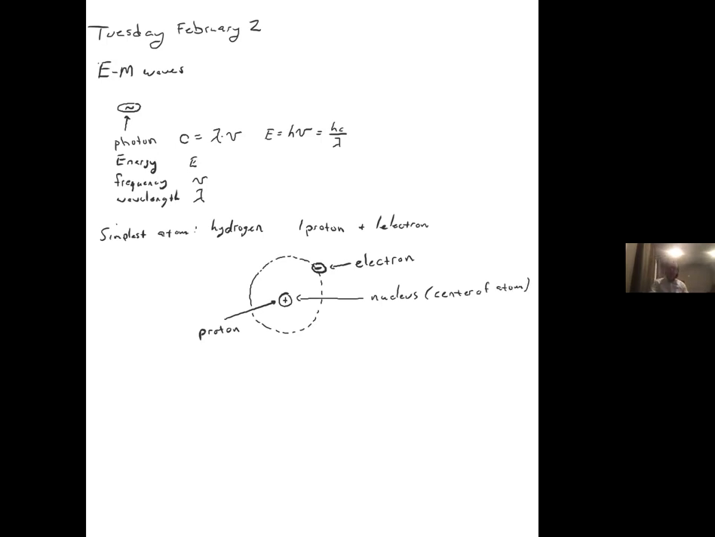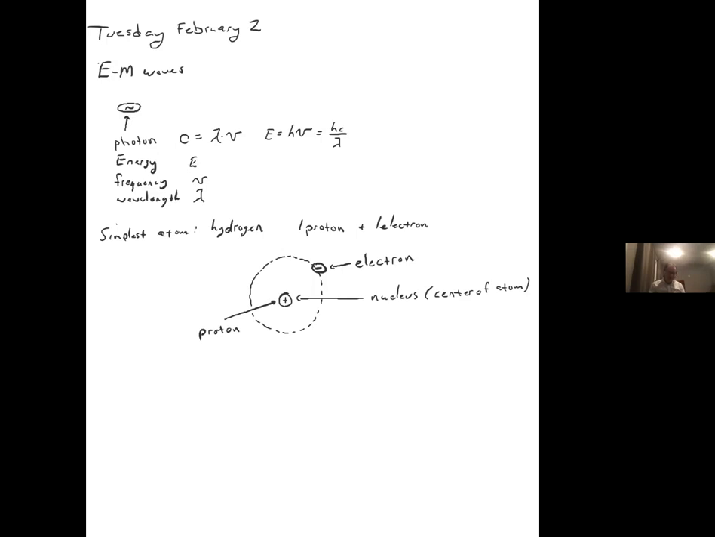Now, the reason we're interested in hydrogen is because it's so darn simple. It's just got two particles in it. You can't get any simpler than that. And then based on that, we could look at more complicated elements or atoms. So here's our proton, here's our electron. The electron's in orbit, right? It's moving around the proton.